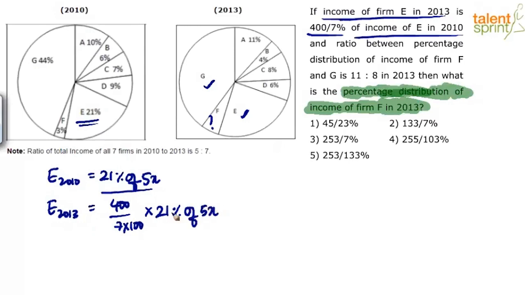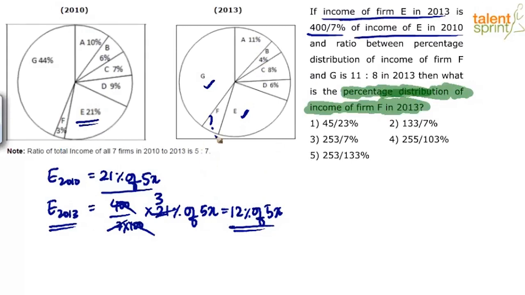Now simplify this, what happens? 100 and 100 here gets cancelled anyway. 7 goes 3 times here. So 4 into 3, 12. 12% of 5x. So basically the income of E in 2013 is 12% of 5x. But then understand, if you look at the graph for 2013, this is 11% of 7x.